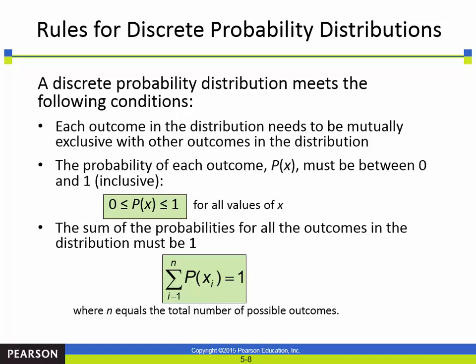Here are the rules for discrete probability distributions. This is important. Each outcome in the distribution needs to be mutually exclusive of other outcomes in the distribution. You can't have a head and a tail in the same flip. You can only have a head or a tail. So heads and tails are mutually exclusive. The probability of each outcome must be between 0 and 1. We've learned that that's the case with all probabilities: somewhere between 0, meaning it can't happen, and 1, meaning it will happen. And the sum of the probabilities of all the outcomes must be 1, meaning something's going to happen.